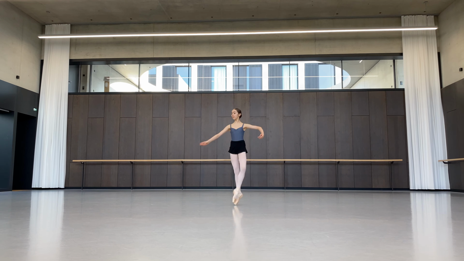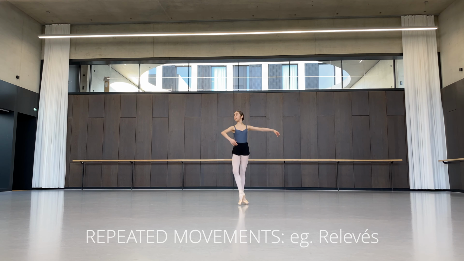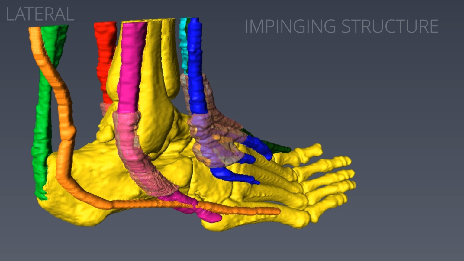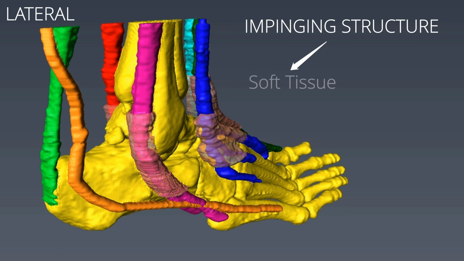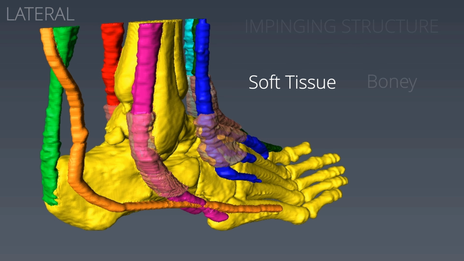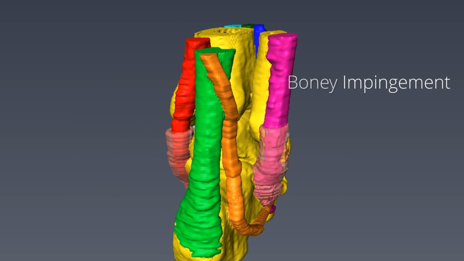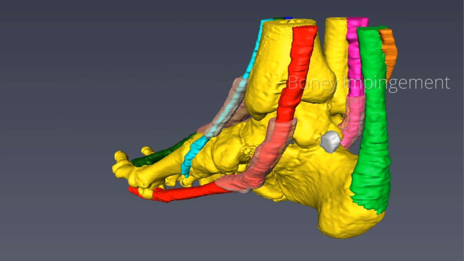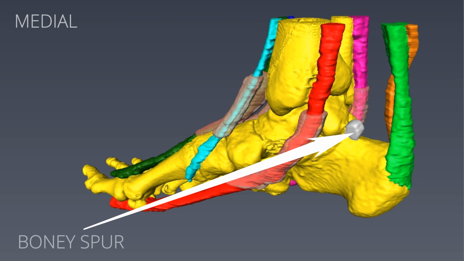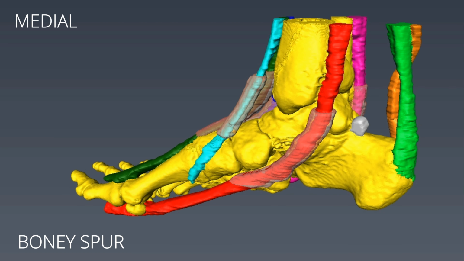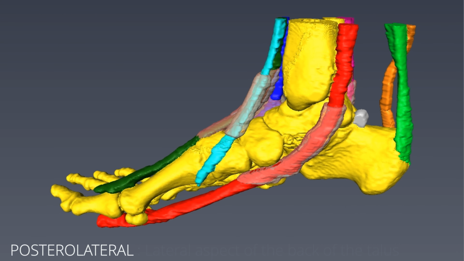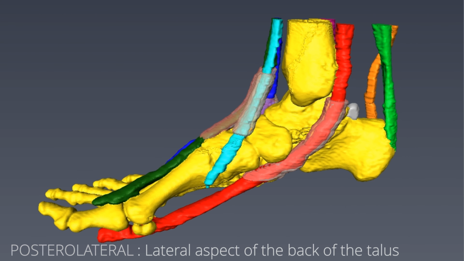Impingement on these structures occurs following repeated movements such as releves, where the impinging structure can either be soft tissue or bony structures. Soft tissue impingement is caused more by inflammation, whilst bony impingement is caused by bony spurs like this bony spur shown here. This bony structure here is known as the os trigonum, and it is found on the posterior lateral side of the talus bone. Posterior lateral meaning the lateral aspect of the back of the talus.